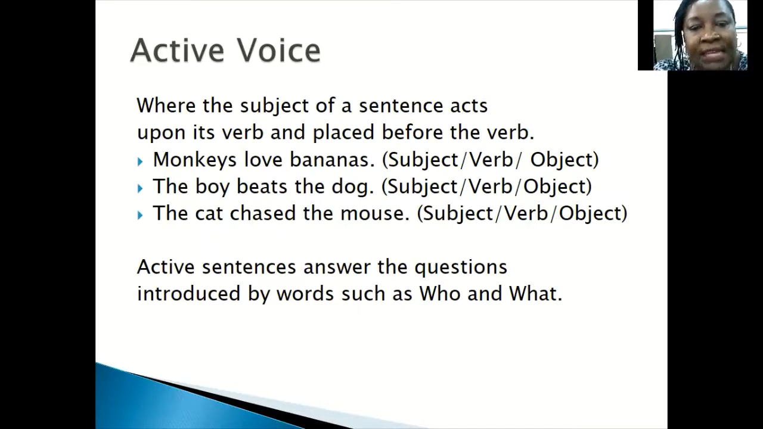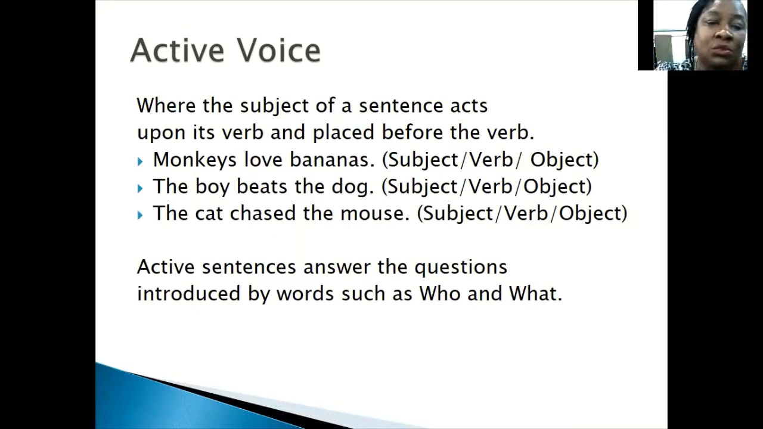In the third example, the cat chased the mouse. It's an active voice because once again, the subject acts upon the object and it is placed before the verb. The cat is the subject, chased is the verb, and the object is the mouse.